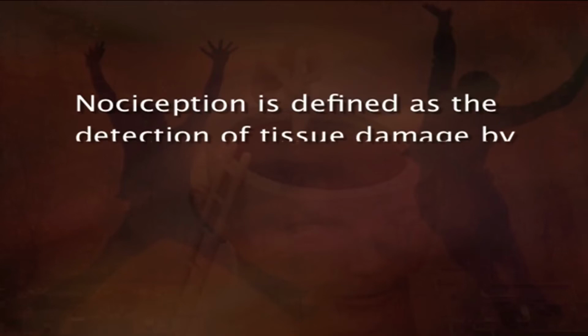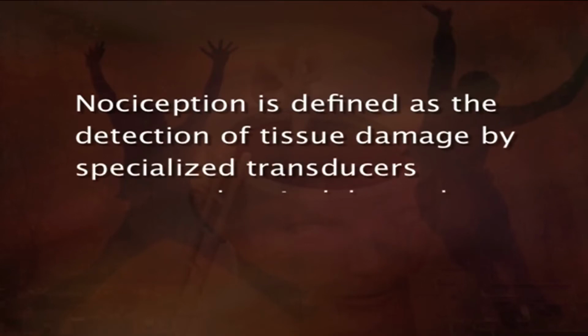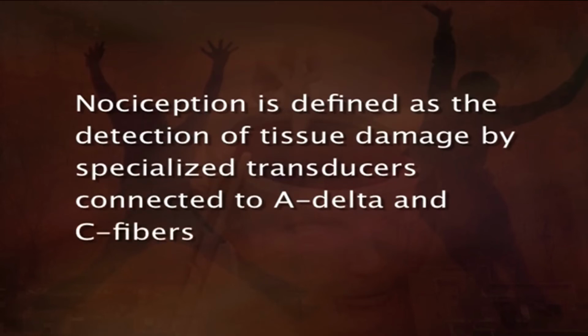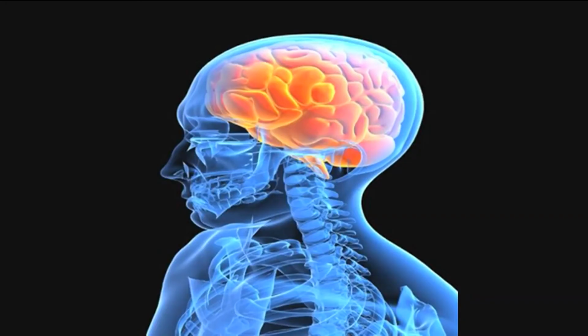The first one here is nociceptive pain. Nociception is defined as the detection of tissue damage by specialized transducers connected to A delta and C fibers. And in nociceptive pain, it is proportionate to the stimulation of the nociceptors. Nociceptors are the nerves in the periphery of the body. So, whenever something happens, say something pricks our skin, it is the nociceptors that recognize this change, and they are the ones which carry information to the brain, and then we experience pain.